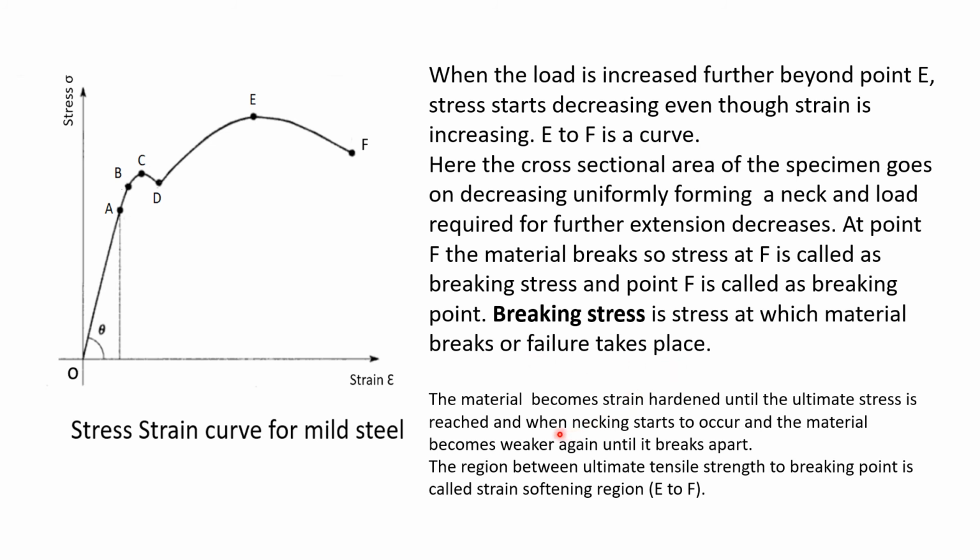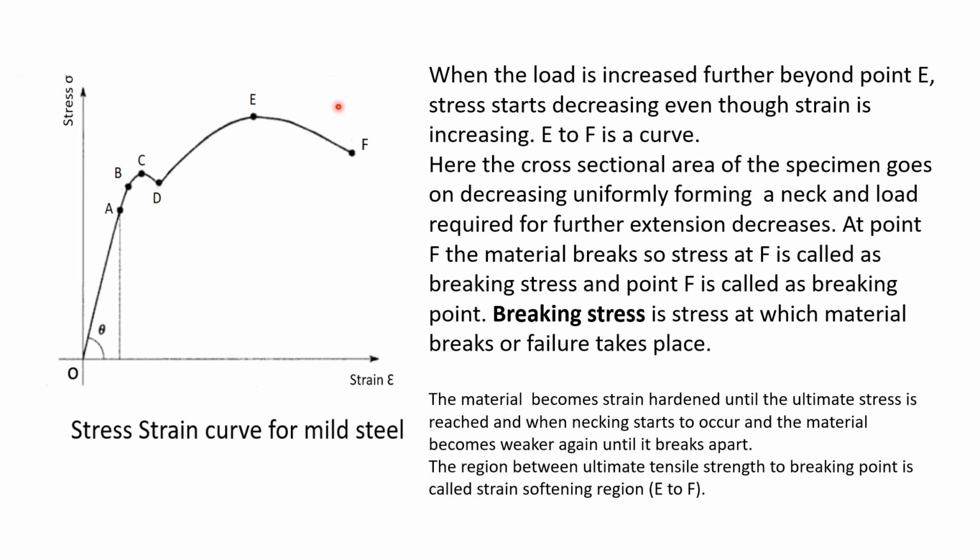And here the material becomes strain hardening until the ultimate stress is reached. But when the necking starts to occur, the material becomes weaker again until it breaks apart. So the region between ultimate tensile strength to the breaking point is called strain softening region, that is from E to F. So from yield point to ultimate point E is strain hardening region, and from point E to F is strain softening region. Sometimes from the ultimate stress up to the breaking stress, this region is also known as neck forming region.